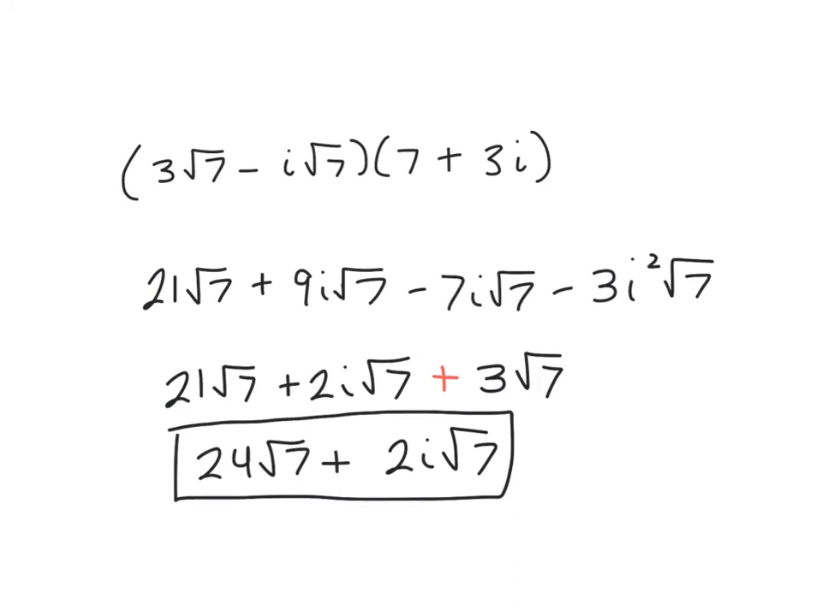Okay, go ahead and check your answer here. Again, I recommend just multiplying everything out and then start simplifying as you go. So remember, this term, negative 3i squared root 7, becomes positive 3 root 7 because of the i squared. And then you just combine the real parts and then combine the imaginary parts.